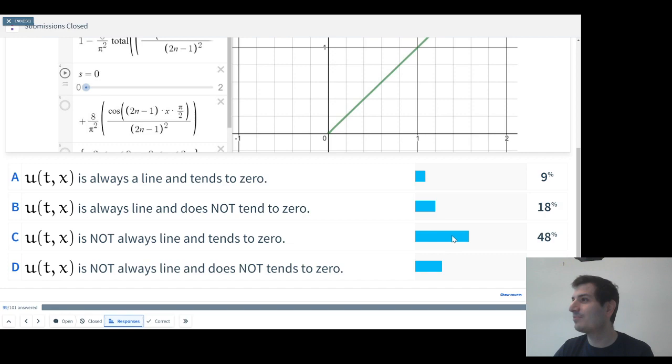So I'm curious to see what people said. Yeah, 48% of people think it does tend to 0. So look at that.